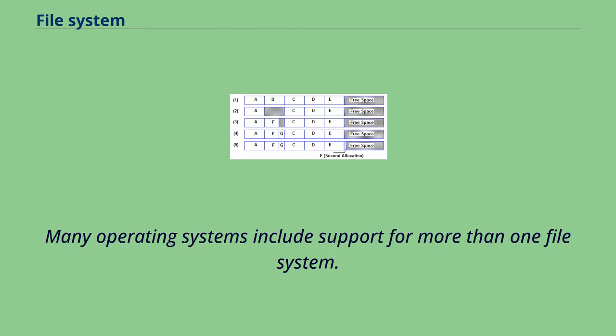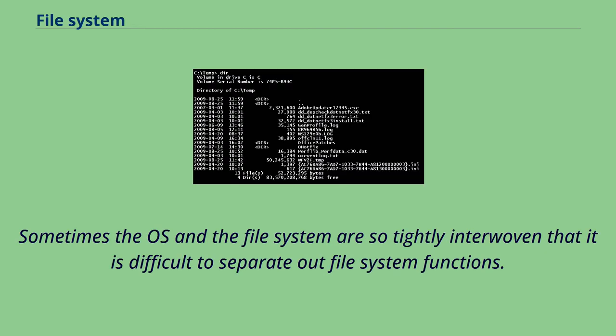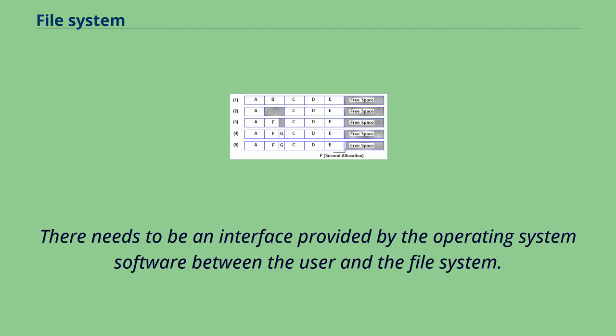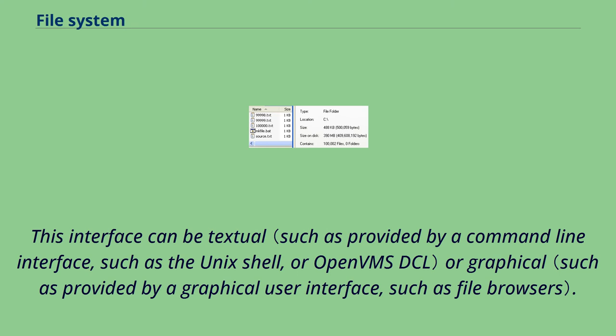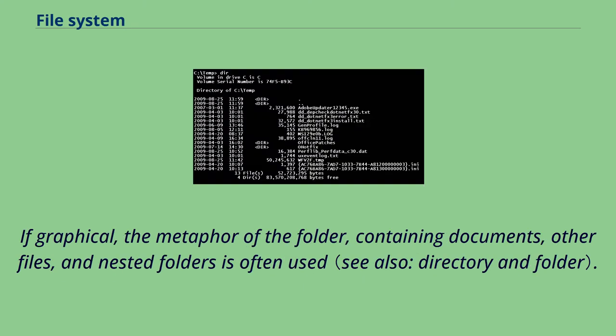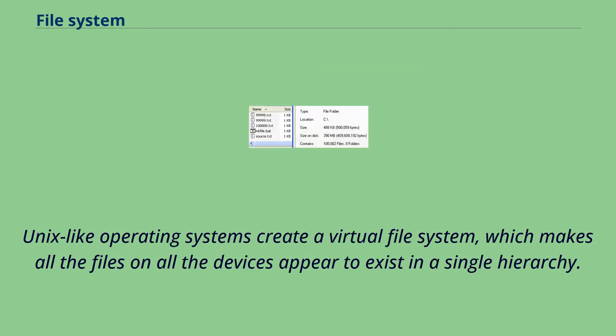Many operating systems include support for more than one file system. Sometimes the OS and the file system are so tightly interwoven that it is difficult to separate out file system functions. There needs to be an interface provided by the operating system software between the user and the file system. This interface can be textual or graphical. If graphical, the metaphor of the folder, containing documents, other files, and nested folders is often used.